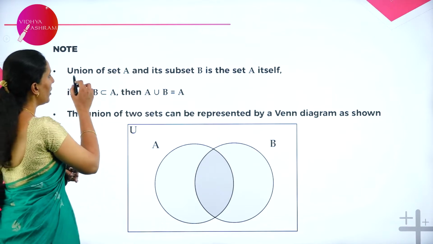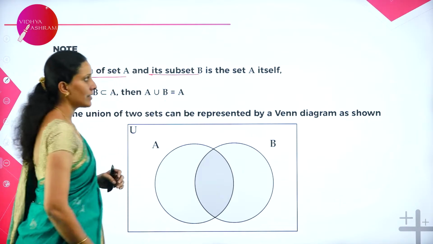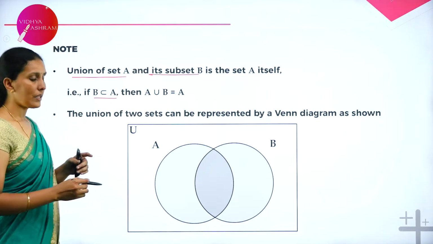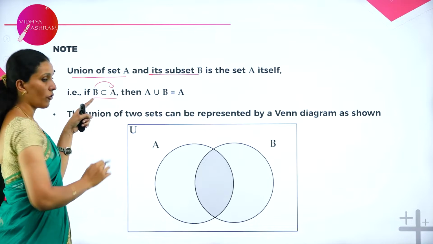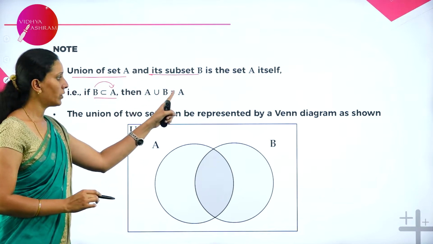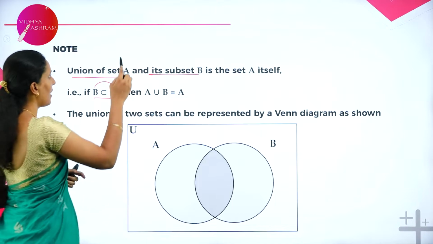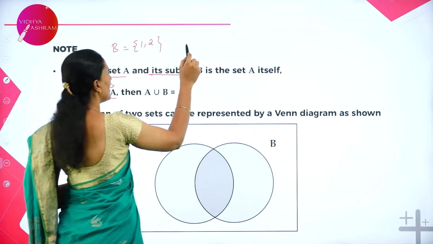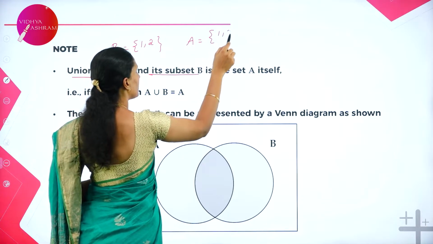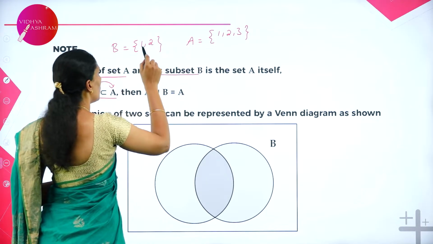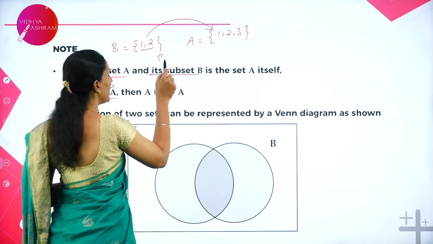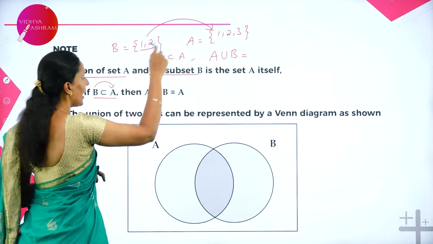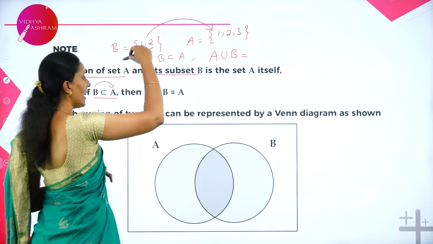Note here, the union of a set A and its subset B is the set A itself. When I say B is a subset of A, that means B contains elements of A. Therefore, A union B will be A again. For example, let me take B = {1, 2} and set A = {1, 2, 3}. Since 1, 2 is also in A, B is a subset of A, and when I make A union B, clearly A union B means writing the elements inside A as well as B.